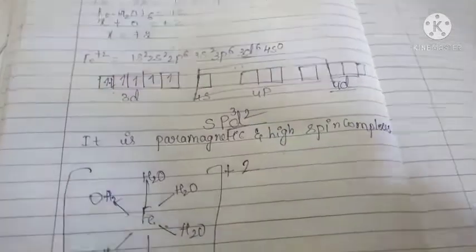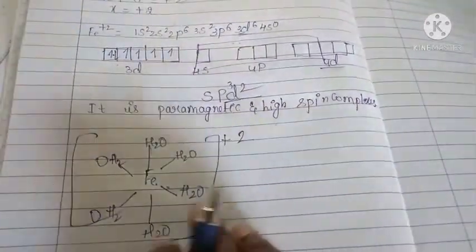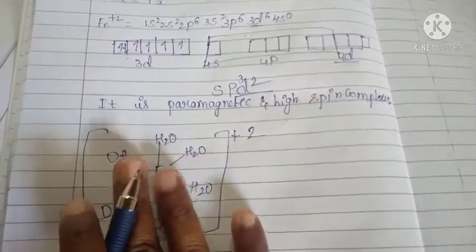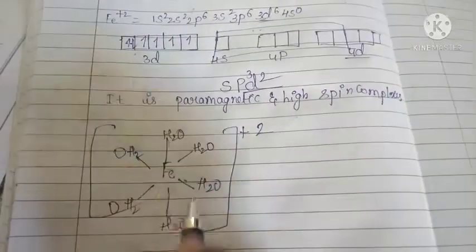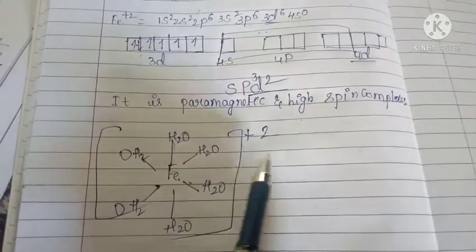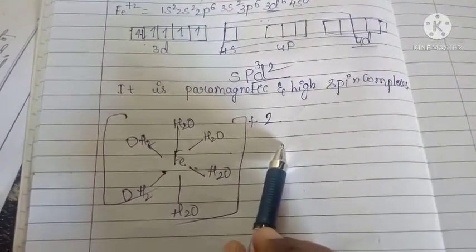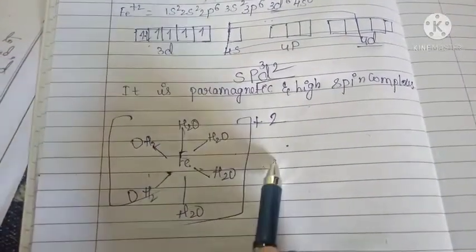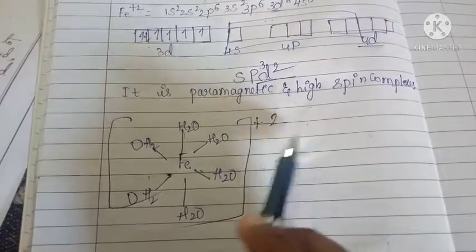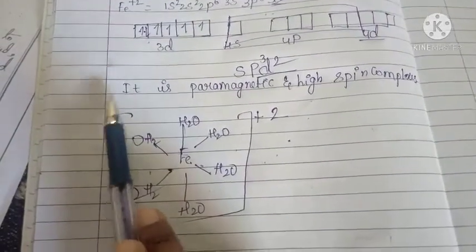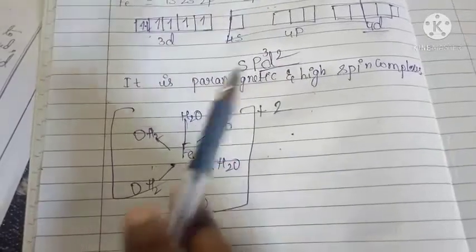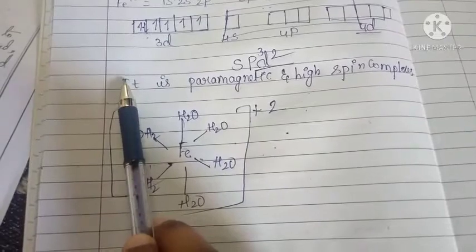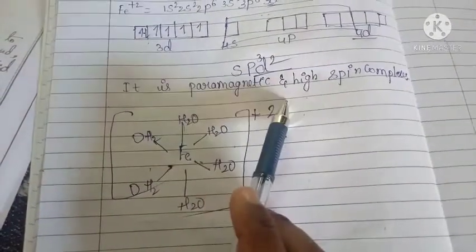+2. This is the structure of the hexaaquaferrate 2 ion. Okay, this is all about the outer shell orbital complexes. Here the coordination number is how much? 6. The coordination number is 6. Okay, there will be two types, d2sp3 and sp3d2, inner shell and outer shell. In the inner shell they have 4 examples, in the outer shell there are 2 examples.